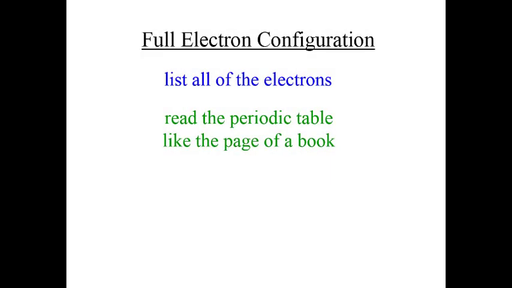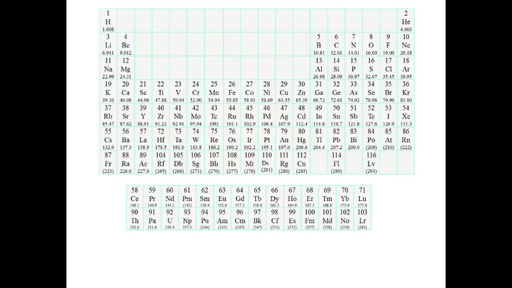The full electron configuration is a listing of all of the electrons in an atom. If we understand how the blocks of the periodic table are constructed, this becomes a task of reading the periodic table like the page of a book. Let's use potassium as an example.